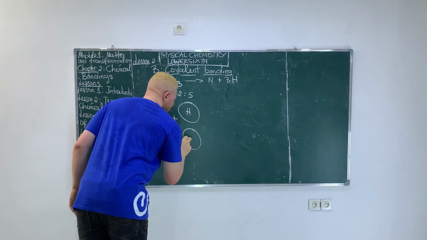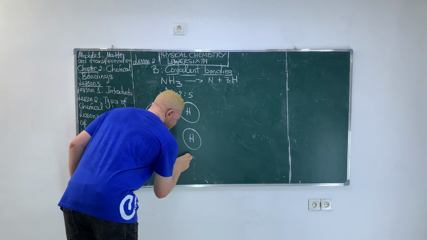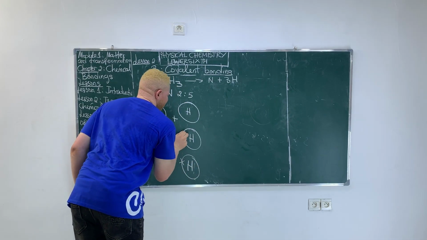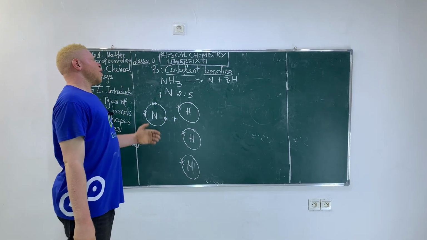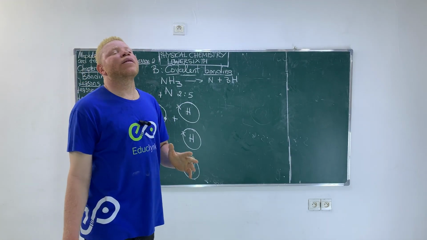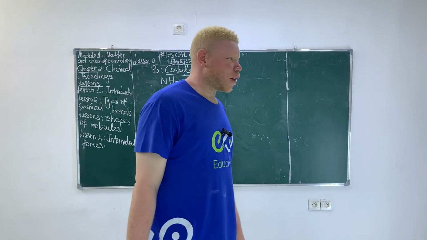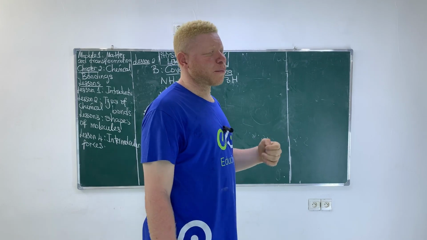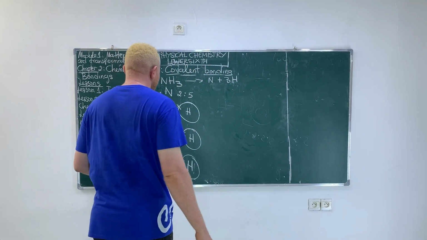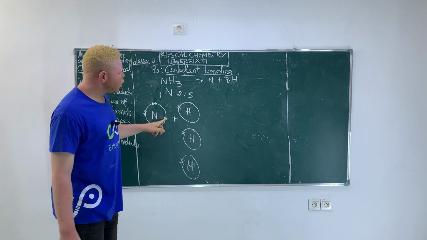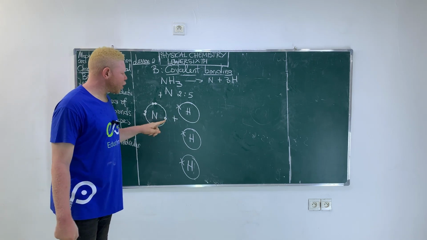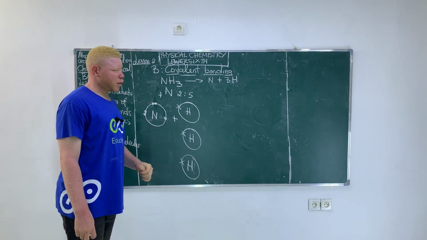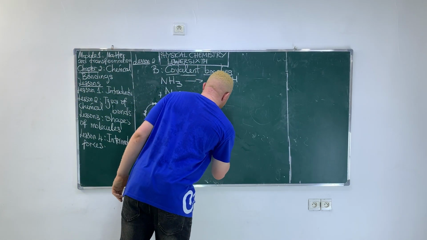Plus three hydrogen atoms, H, H, H, each shown with an X. Each hydrogen atom has one electron in the outer shell. That is why hydrogen is placed in group 1 of the periodic table, because it just has one electron and one proton. In this case, each hydrogen atom will bond with one of the electrons of nitrogen. There are three hydrogen atoms, so at the end of the day, we're going to have this.